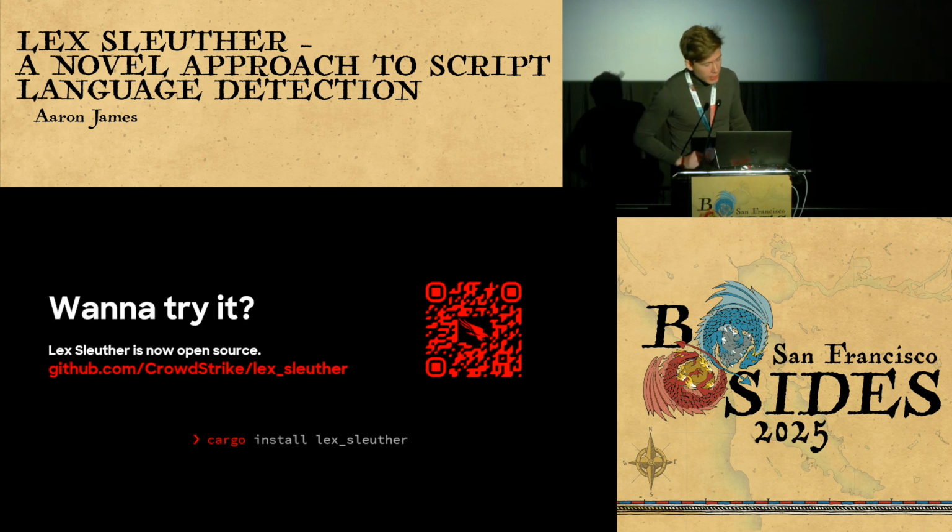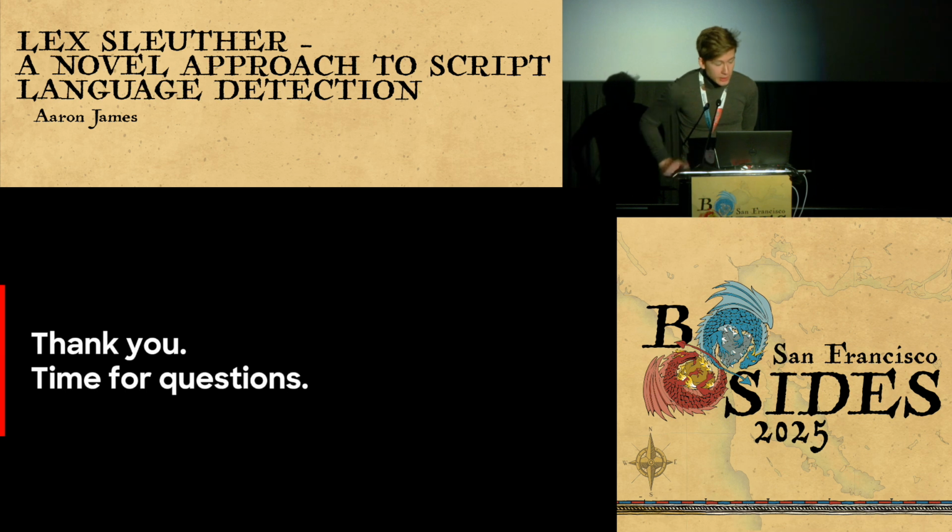And if you want to try it, as of this talk, well, actually, as of 5 minutes before this talk, I had a little bit of trouble. Lex Sleuther is now open source, so you can go check it out. If you are the kind of person to pipe curl into Bash, you can cargo install it and run it right now, and use it to tell you if a file is one of the 6 file types. I mean, it's kind of a limited tool, but we're putting it out there because I think its approach is unique. And that is all I had to talk to you about today.